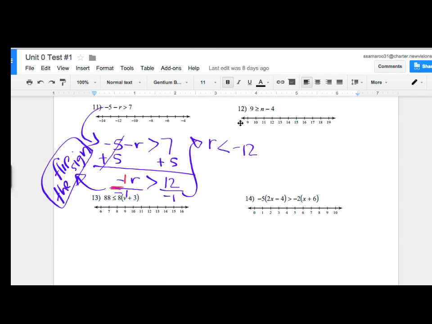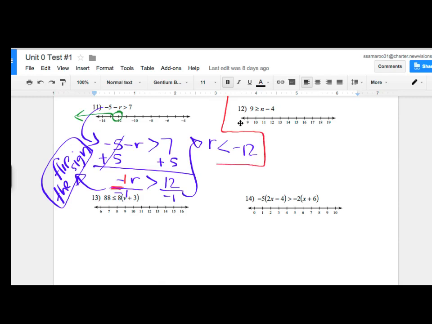Now graphing this, I'm at negative 12. It's an open circle because it's less than, and anything less than goes to your left. So that would have given you 4 points. Let's try this on number 12.